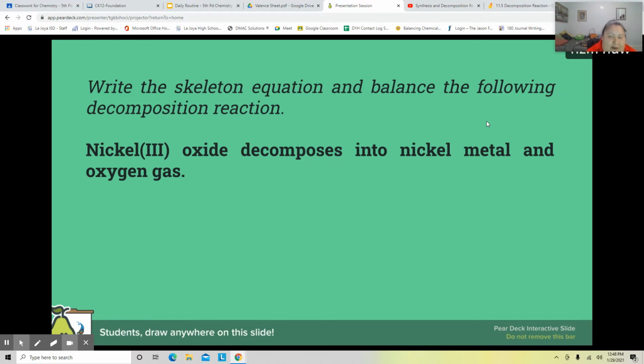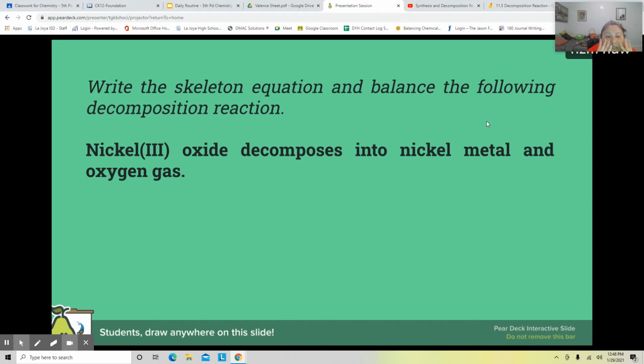All right. Pear Deck question number 2. This is now on you. Write the skeleton equation and balance the following decomposition reaction. So first you need to write the skeleton equation and then you need to balance. So you're going to do 2 things, 2 skills. First off, you got nickel 3 oxide decomposes into nickel metal and oxygen gas.